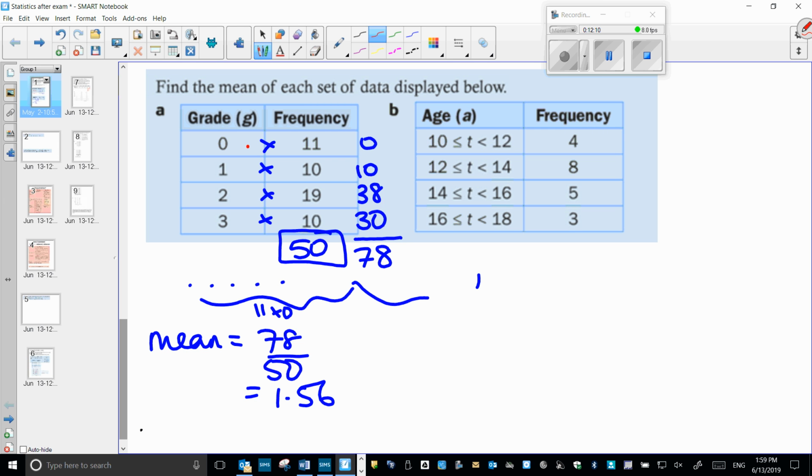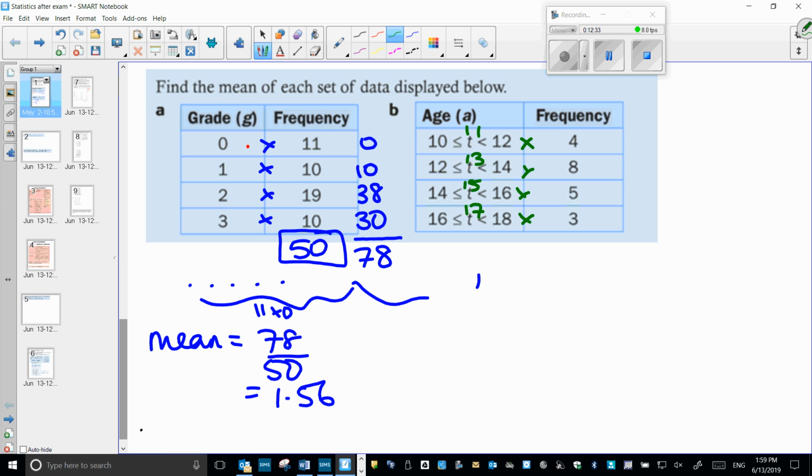So here, as we just said, we can't multiply a range, so what we're going to do is multiply the midpoint. So the first thing we have to do is find the midpoint. So what's the midpoint of 10 and 12? 11. And 12 and 14? 13, 15, and 17. Okay, so we found our midpoints. We would then multiply that number by the frequency.